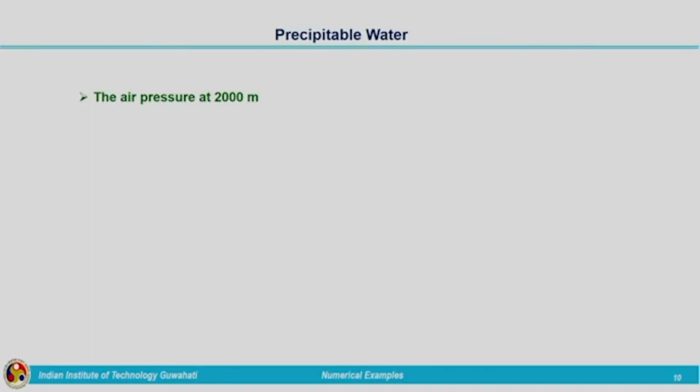Now, the air pressure at 2000 meter. Air pressure P2 is given by this particular expression. How the pressure is varying from the ground as the altitude increases from the ground surface, we know the expression. That particular expression we will use for calculating the air pressure. So, that is given by this equation, and here the gas constant, we know the gas constant, that is 287 joules per kilogram Kelvin.